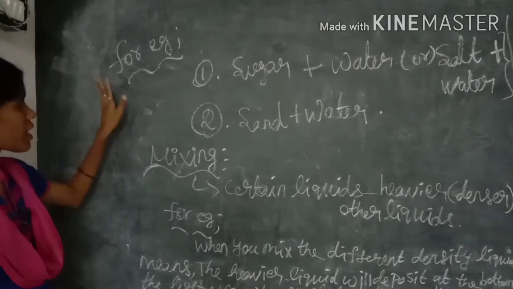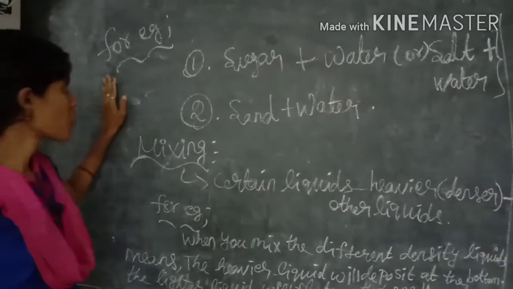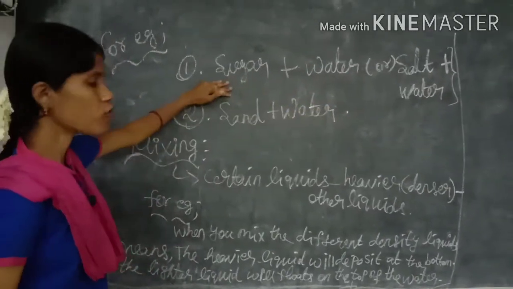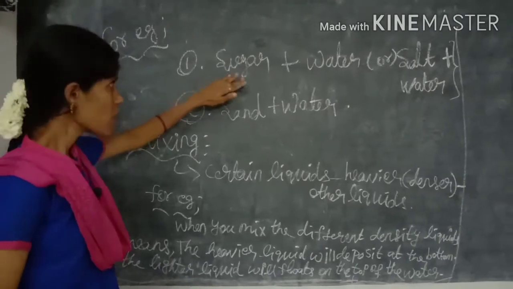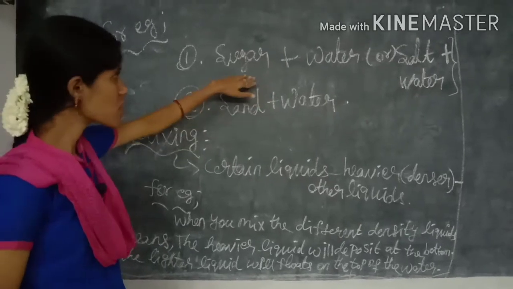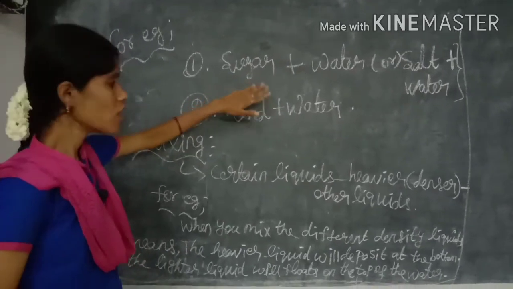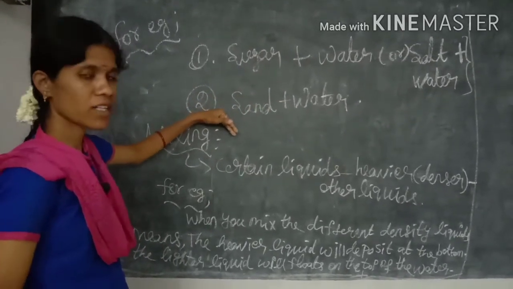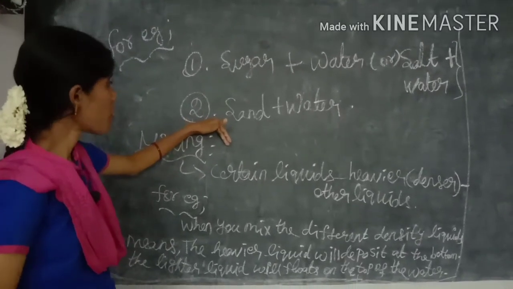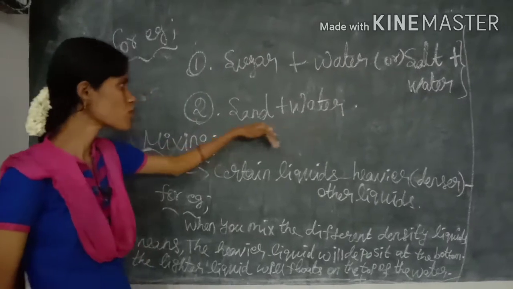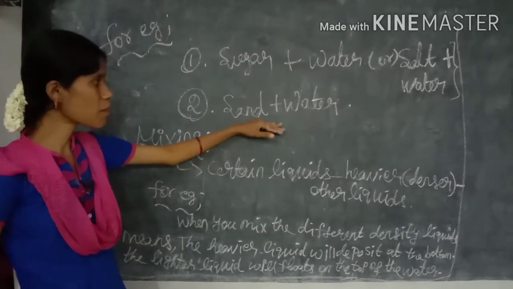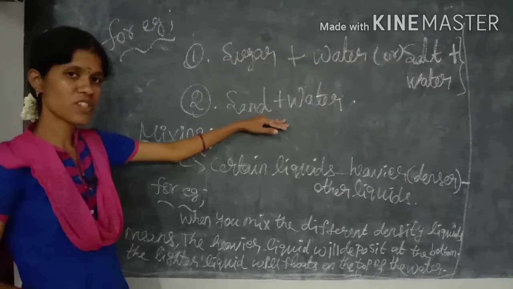For example, sugar plus water or salt plus water is an example of soluble in water. Salt or sugar is easily soluble in water. Then the second case is insoluble substances, which do not dissolve in water, for example sand plus water. Sand does not mix with water, so this is an example of insoluble substances.